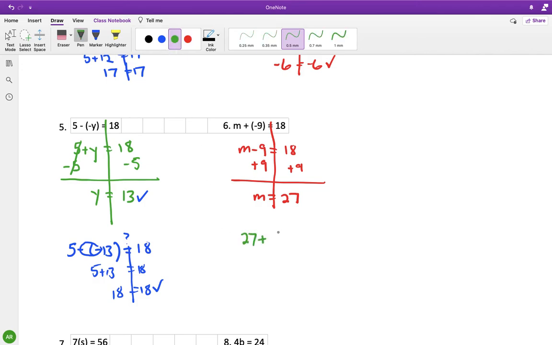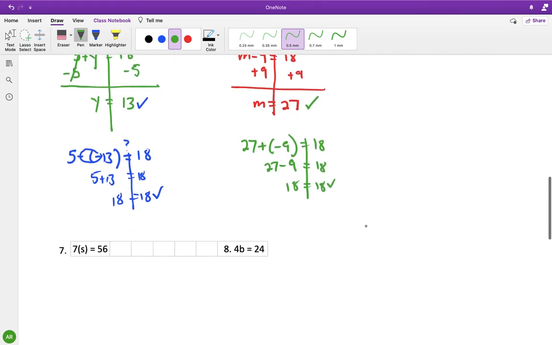So let's check. 27 plus negative 9 equals 18. Okay, so remember this is the same as subtracting 9. 27 minus 9 equals 18. 18 equals 18. It works. All right, let's move on to multiplication.